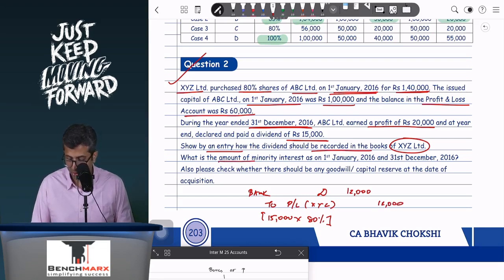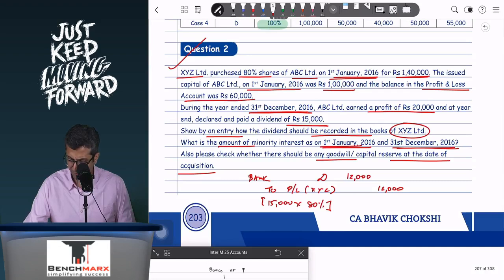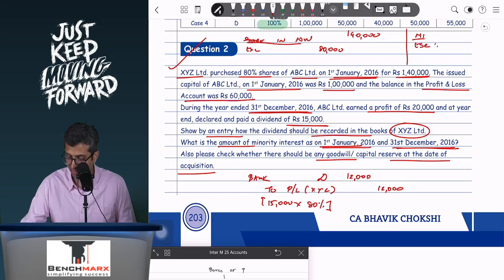What is the amount of minorities interest on 1st of January 16 and then on 31st December 16? Also check whether there should be any goodwill or capital reserve at the date of acquisition. So if I look at goodwill or capital reserve as on the date of acquisition, over here we will have the goodwill workings. For goodwill workings you will have investment of 1,40,000. To this you will have your share in net worth. I will have equity share capital, 80% of 1 lakh, that is 80,000. Remaining will go in minorities, equity share capital 20,000.